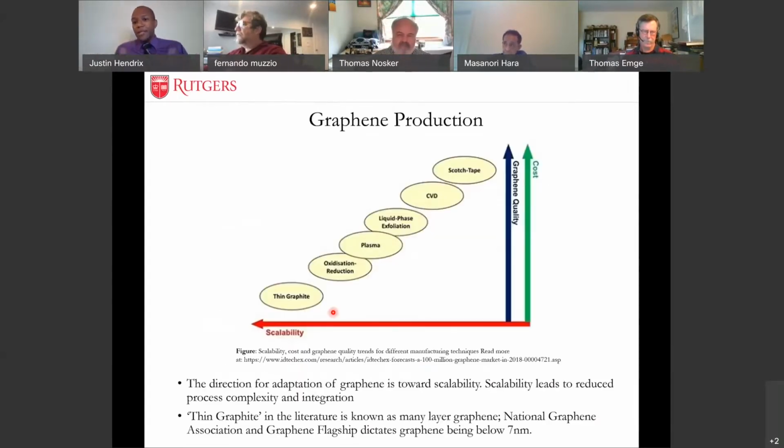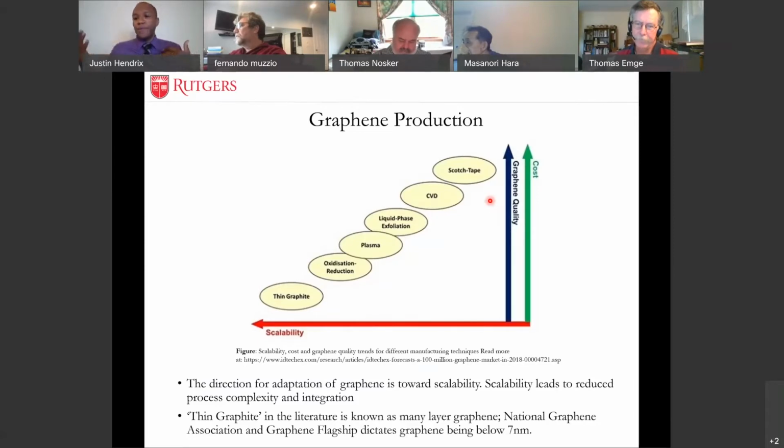For adaptation of graphene, most likely you want to go down this slope towards scalability. Obviously, we know that people can produce expensive graphene at high yield and high quality using the Scotch tape method, but it's expensive, so that's not very useful. And so adaptation is directed towards scalability. The next question is, how do we interpret what is graphene?